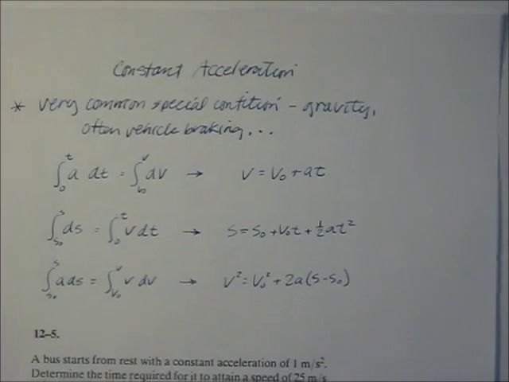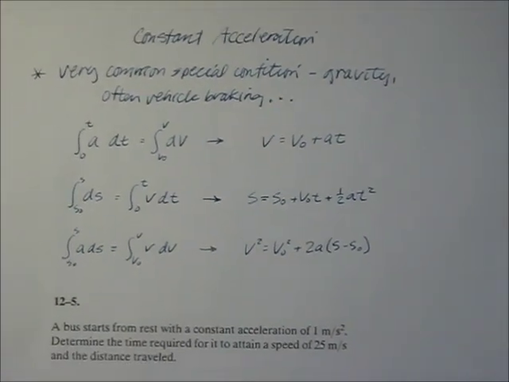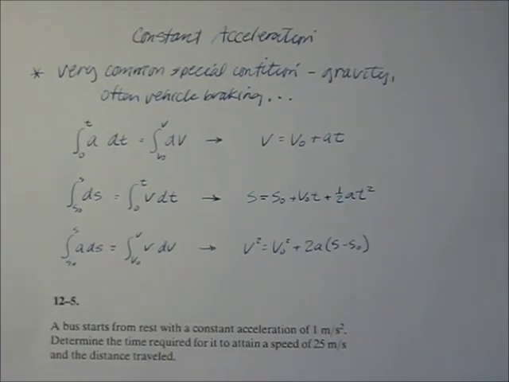Okay, here's another very common example of acceleration and motion, and that's the constant acceleration special condition. And gravity is one of those conditions where acceleration does not change. And there are a lot of other conditions that we'll see. Often vehicles under braking will be a constant deceleration, or sometimes vehicles under constant acceleration if you mash on the gas.